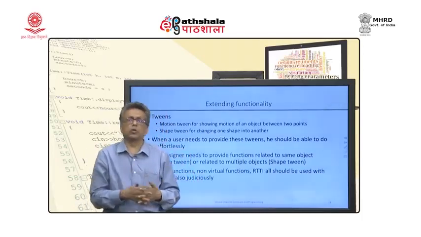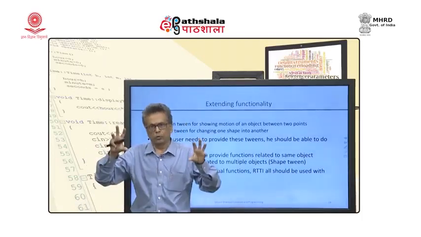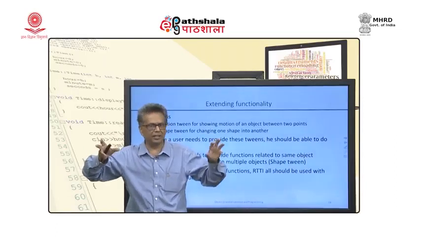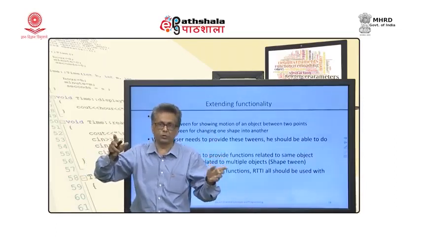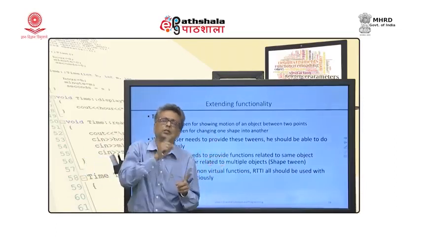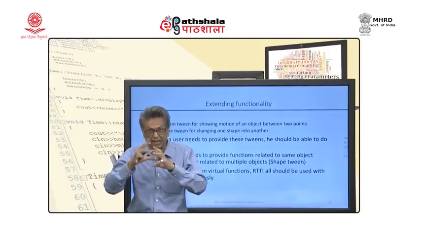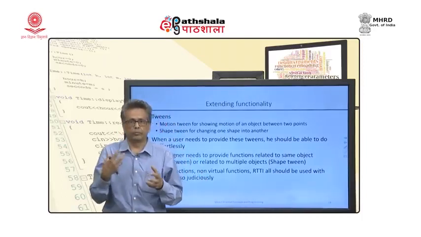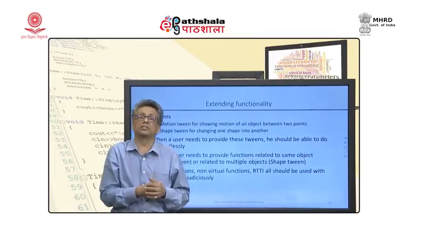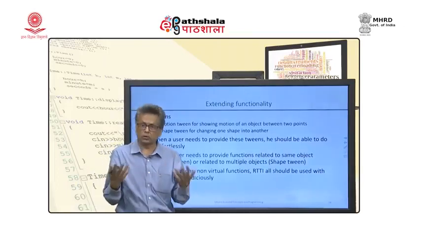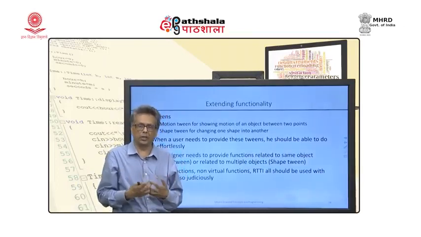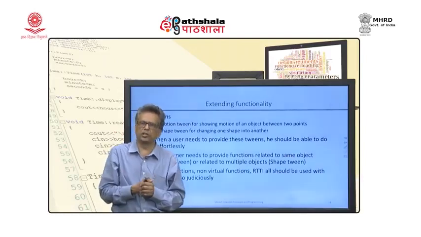The other thing is called a shape tween. You provide a square here and a rectangle here, and now you say that the square is converted into the rectangle. That is done gradually, so intermediary images are generated. That process is known as a shape tween. Both of these tweens are used in practice.